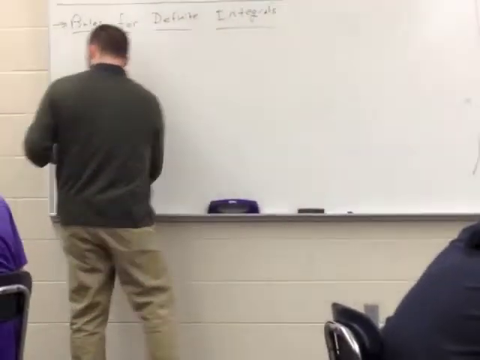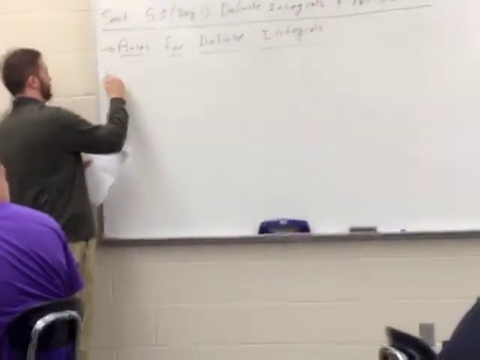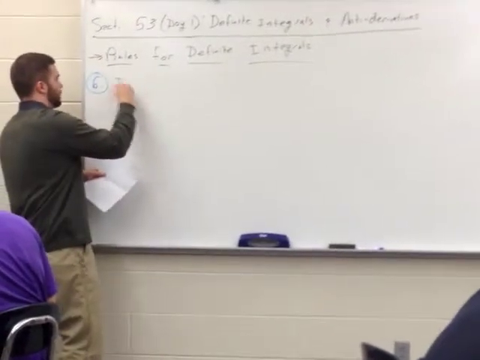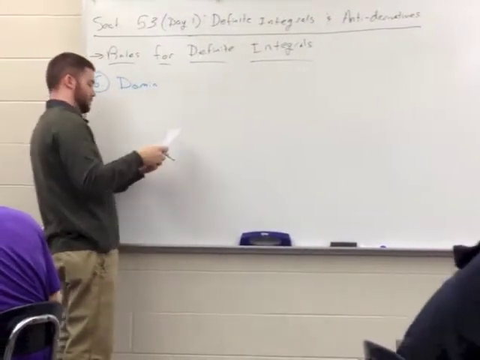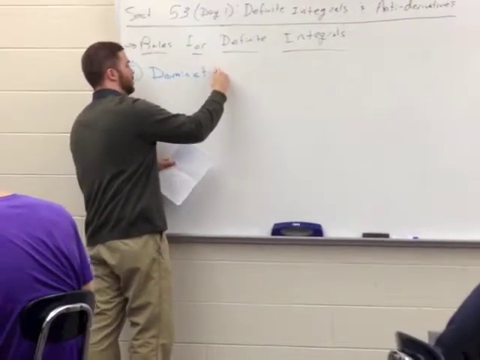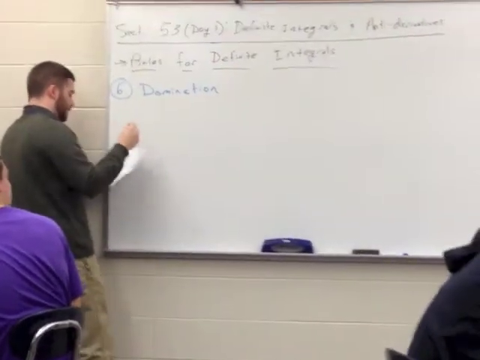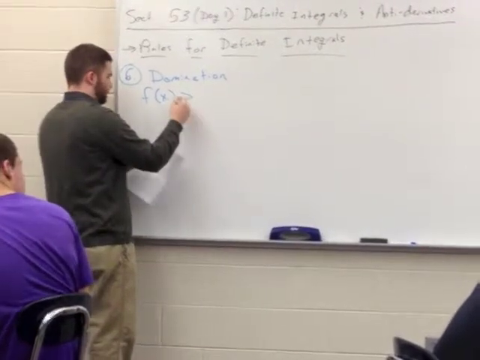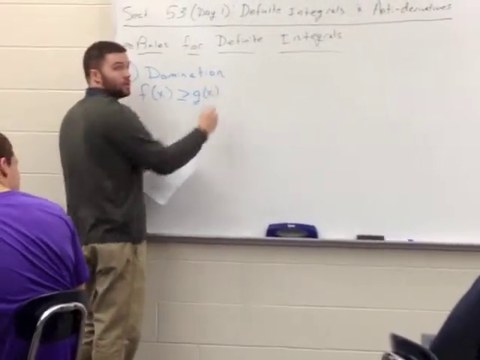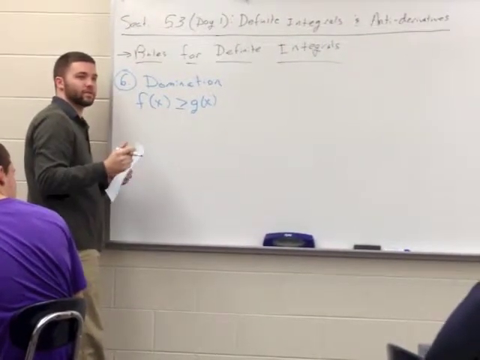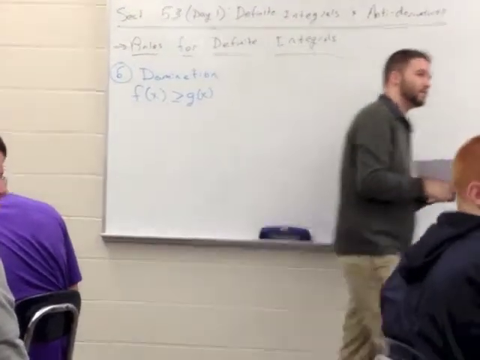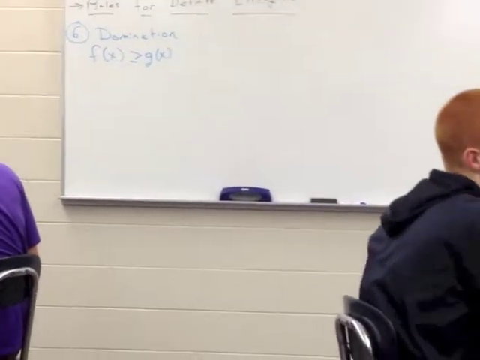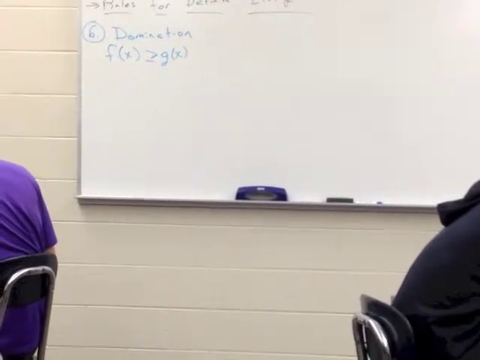Okay. And last one, number 6. Domination principle. Says this: if we have f of x always greater than or equal to g of x. Yeah, I think that's what it said. This is not going to be good. You can pause the video there.